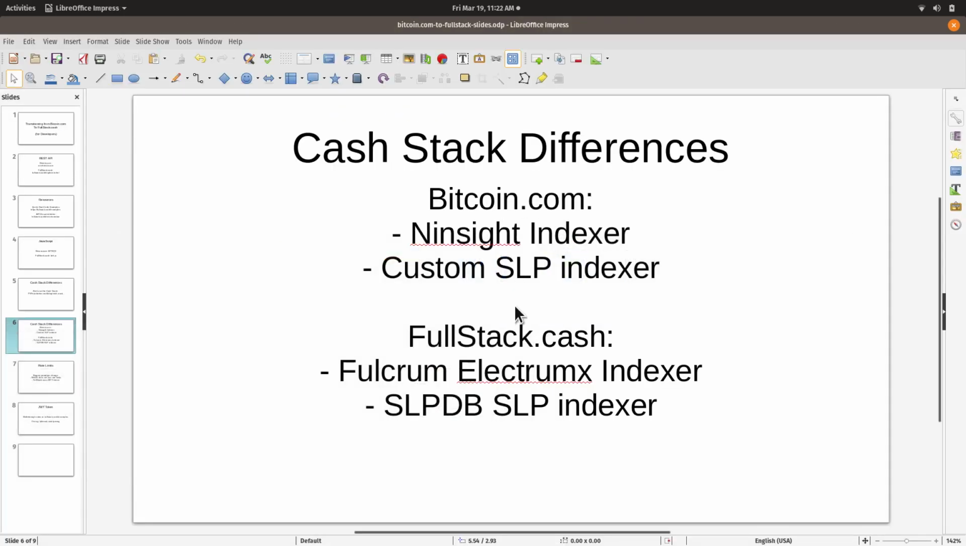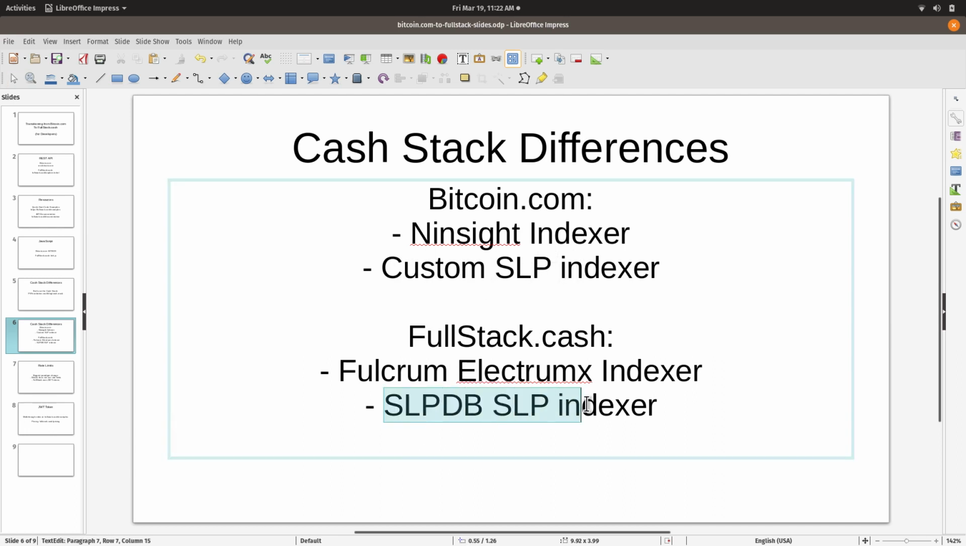So we're running two different pieces of software that achieve the same goal. Ours is open source, theirs is not. Also, the same thing basically applies to the SLP indexer. They have a custom SLP indexer, whereas we use the SLPDB indexer, which is considered basically the industry standard. That's pretty much what everybody except for Bitcoin.com uses. And the only other indexer is the SLP indexer built into BCHD, which has been under development and is starting to achieve maturity. And we're going to be looking into that going forward.